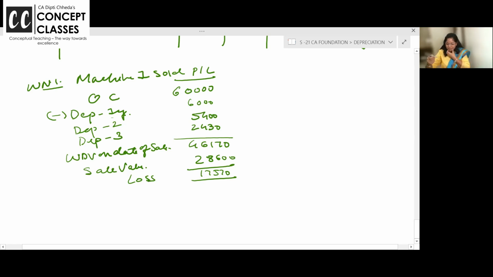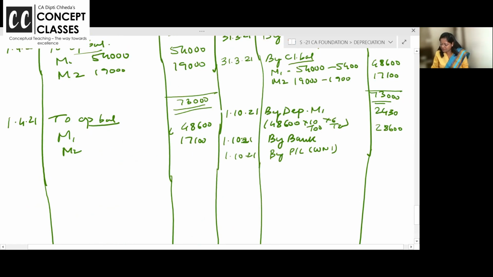Nice problem, no? Working note is done. Take 3 years depreciation. Don't multiply because every year on WDV you have calculated, and this is for 1 year and then 6 months. So what is the loss coming? 17,570. Just do the total of the three. Don't do it in the final exam, but for now do it. 2,430. You don't write this in the final exam or explain it to the valuer, but do it.